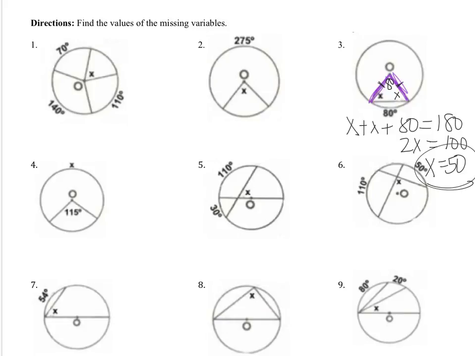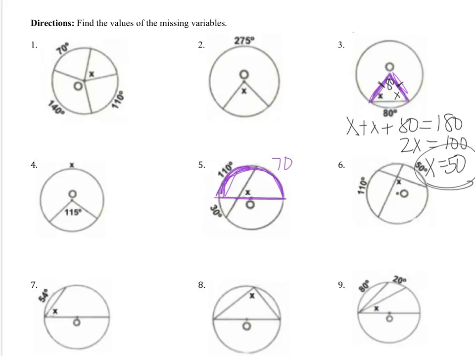Let's go and look at number 5. Notice on number 5, this right here is a semicircle. How do I know? Because my diameter is running through my center. So if this is 110 degrees right here, this has to be 70 degrees to make 180.